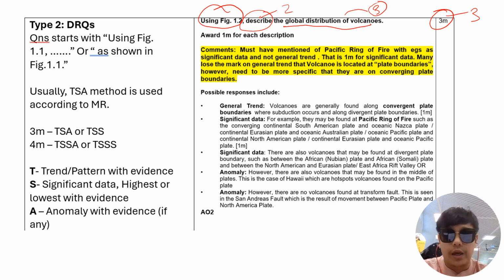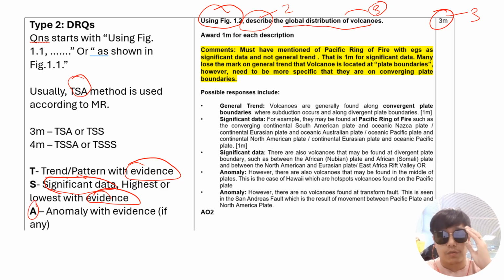So usually what I teach my students is to use the TSA method, a very simple and straightforward method. T stands for trend, pattern, of course supporting it with your evidence. Next, we talk about significant data, such as the highest or the lowest, also supported with evidence. And last but not least, A stands for anomaly. Anomaly must be supported with evidence as well, but sometimes the data does not have any anomaly, so you can actually not use this portion.